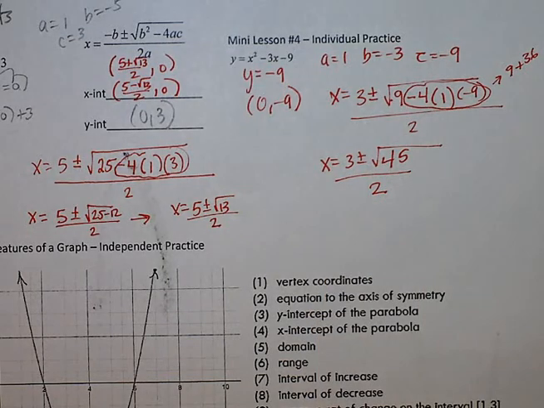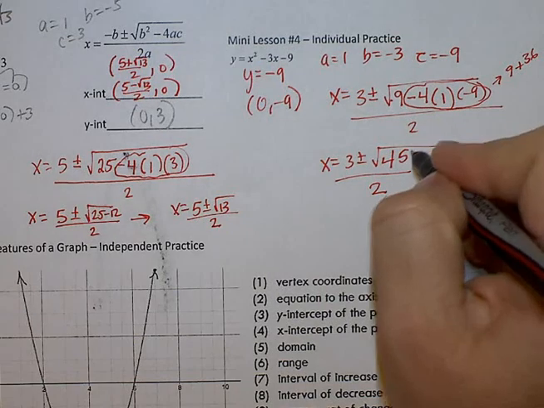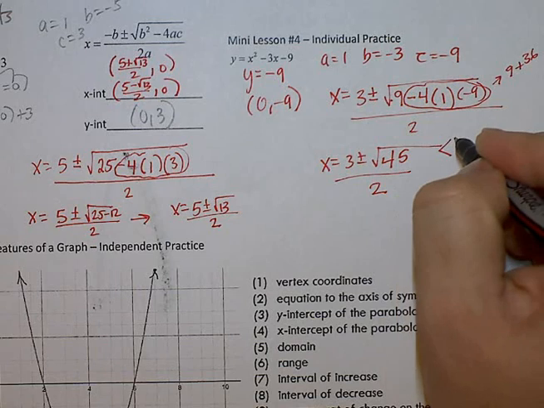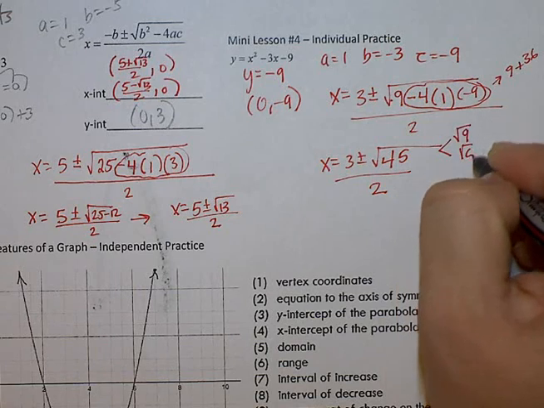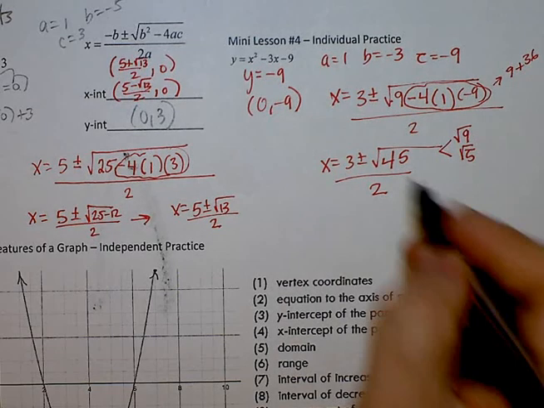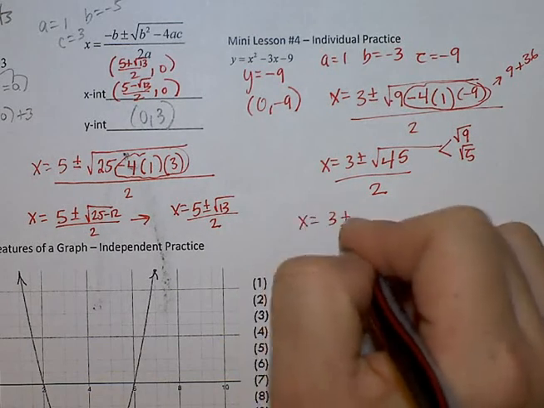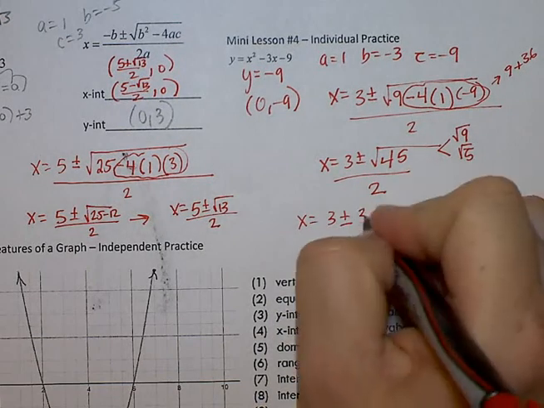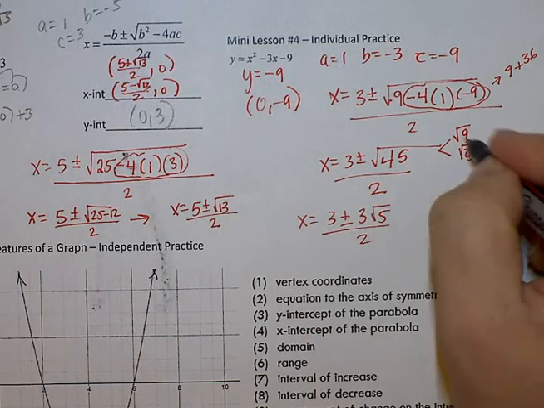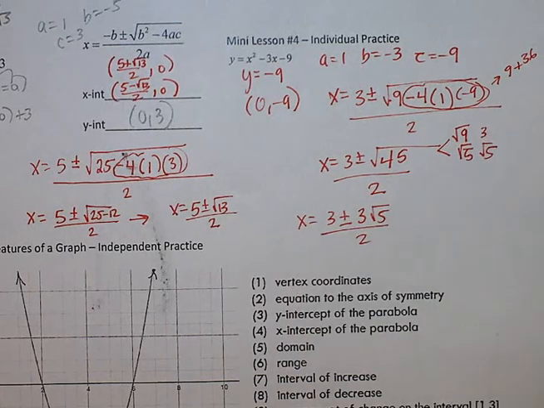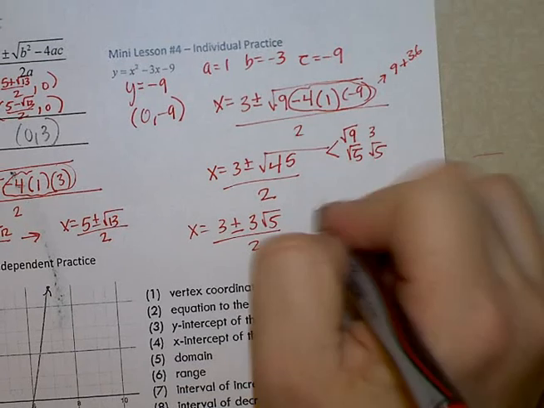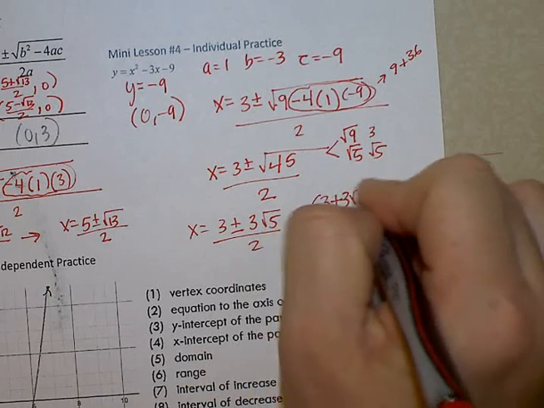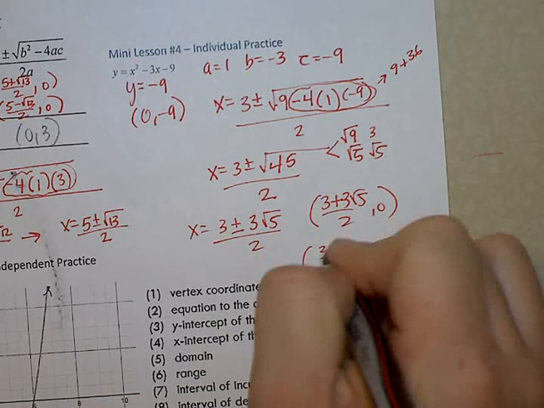At this stage in the game, you can't leave your final answer with a square root of 45, and the reason is because we can break this down. So the square root of 45 has a perfect square of 9 that divides into it, because 9 times 5 is 45. So I'm going to rewrite this as x equals 3 plus or minus, and 9 and square root of 5 turns into 3 square roots of 5 over 2, because we know the square root of 9 is 3, and the square root of 5 is irrational. So how do we write our ordered pairs? 3 plus 3 square roots of 5 over 2, and 3 minus 3 square roots of 5 over 2.